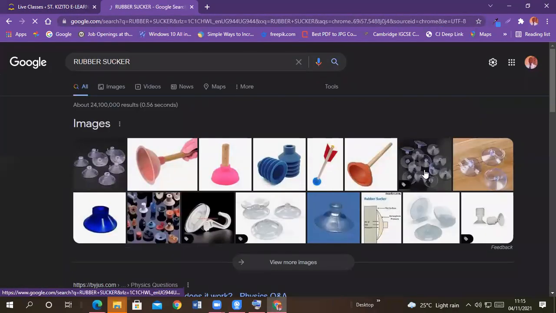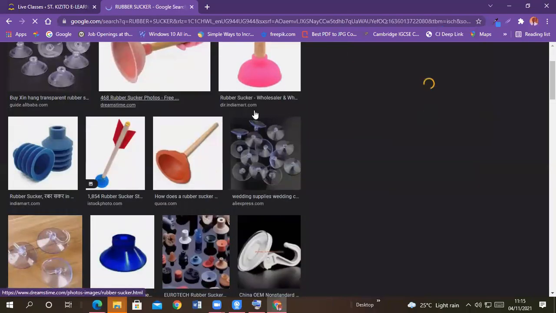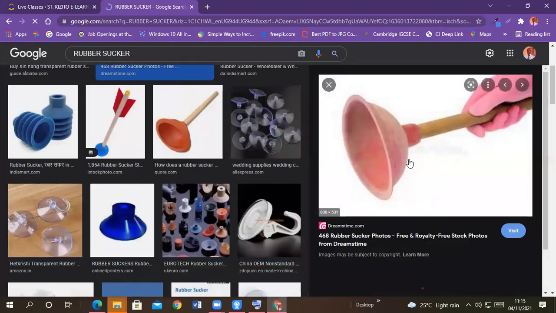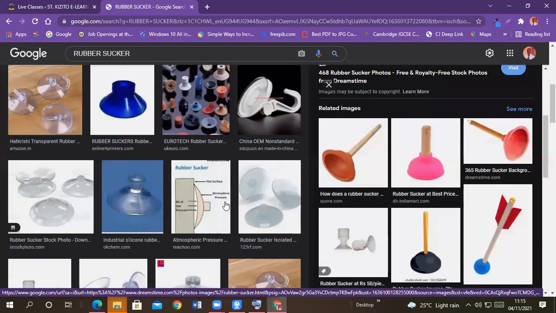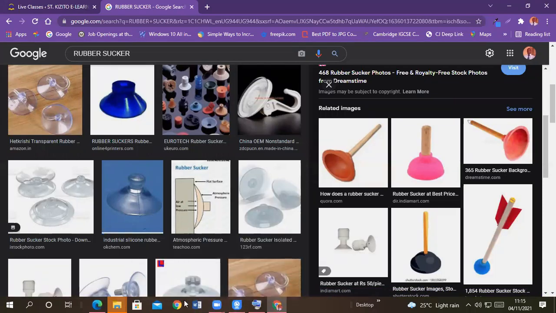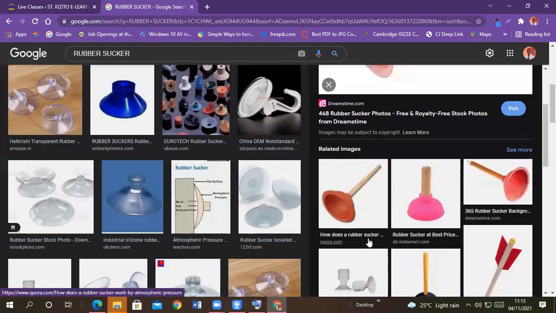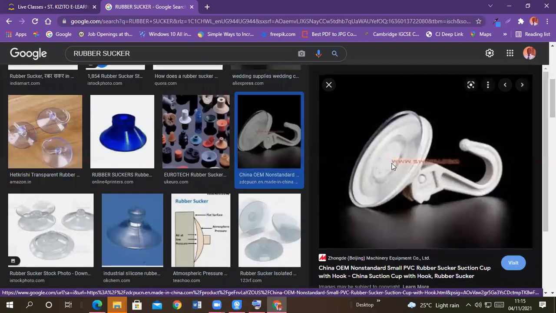Haven't you seen the things which they use in toilets? These ones here. These are rubber suckers. This one here. Teacher, can I talk something about it? Yes. Like these ones are used in the toilet mostly. Yes, these ones.